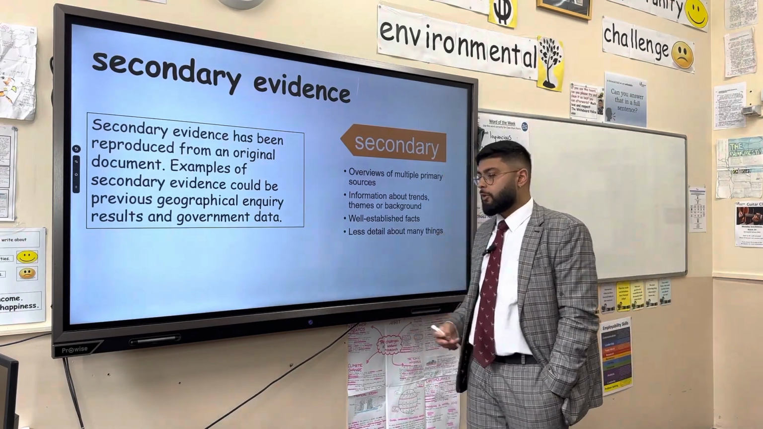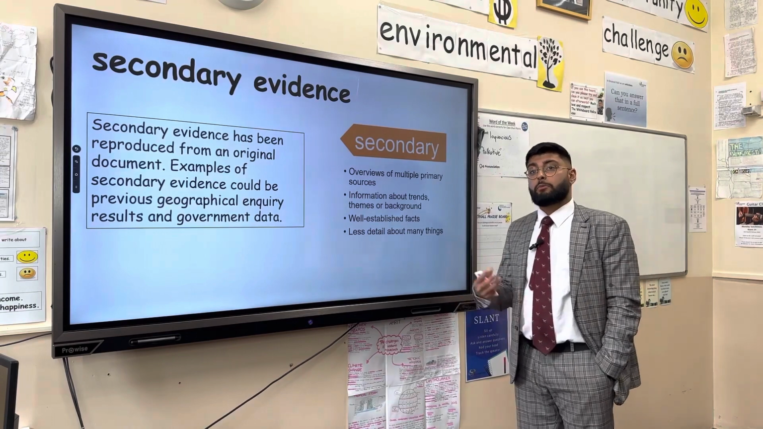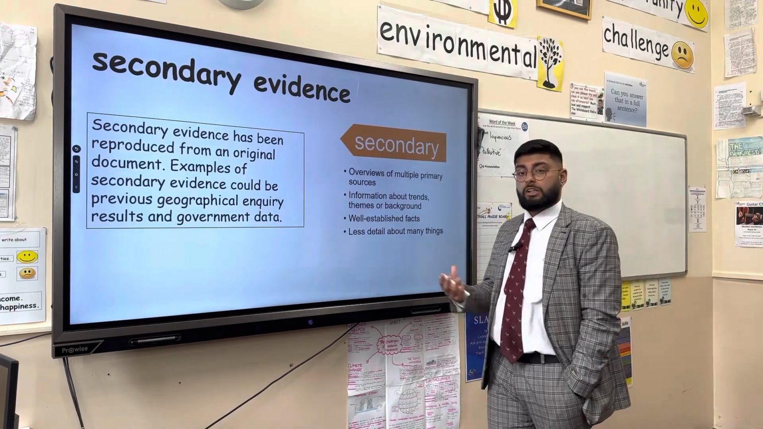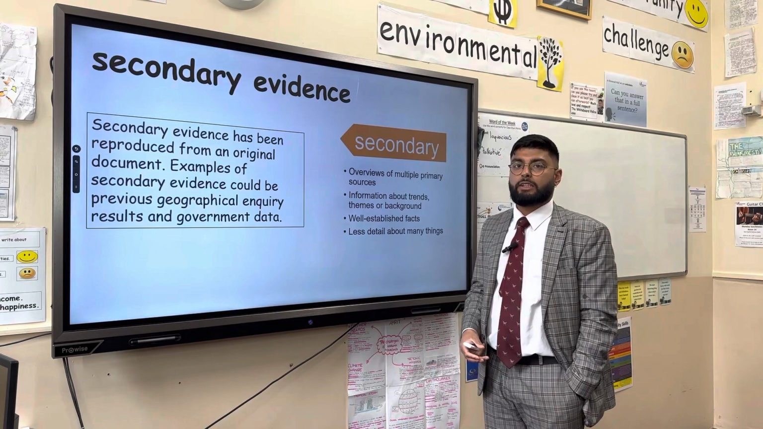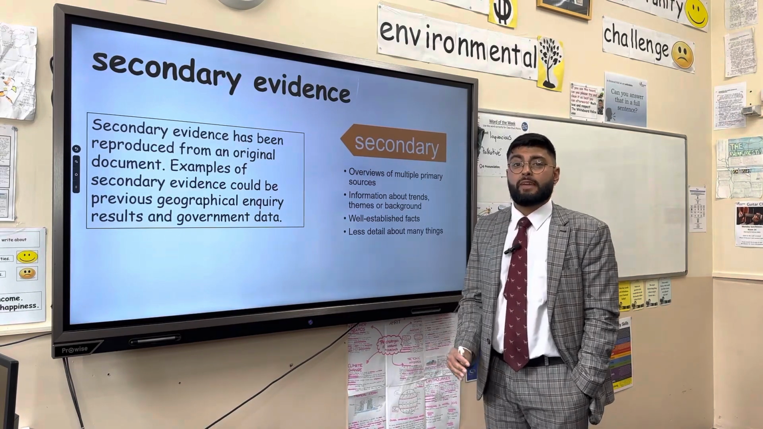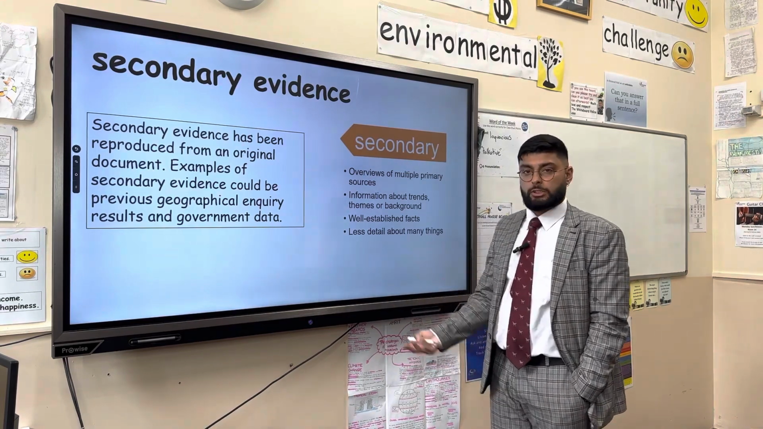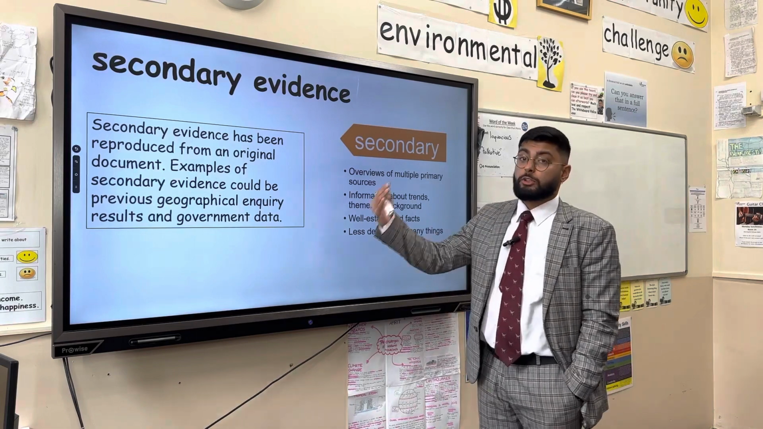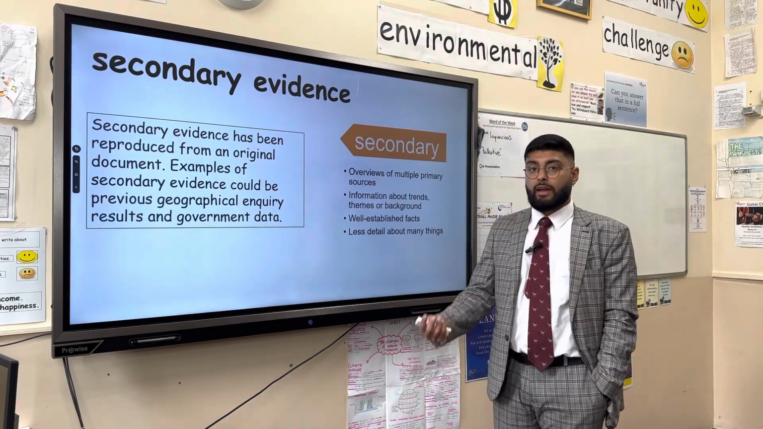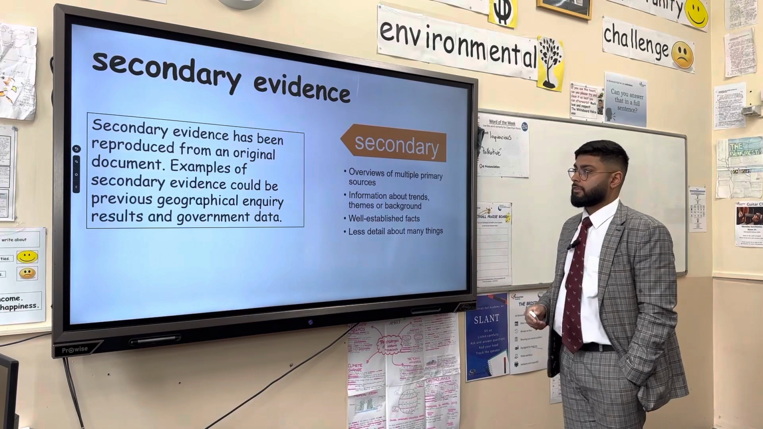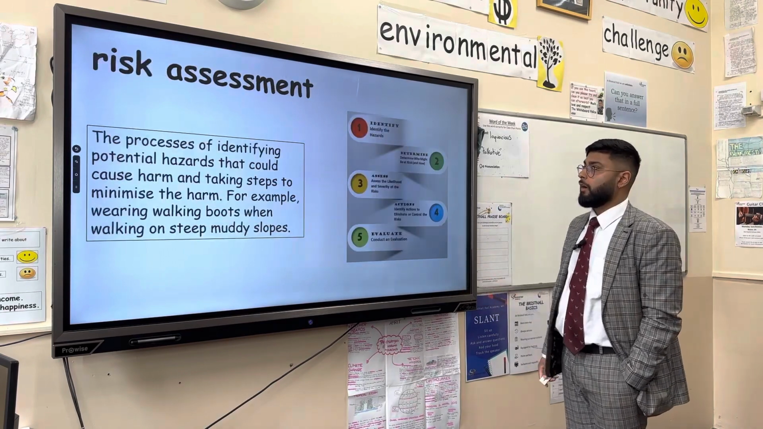So if we were to, for example, use photos from Google Maps to decide if the width of the river at Cardamel Valley changed, or to use data from the Environment Agency that was already produced on the document, and then reproduce that as part of our inquiry, that would be secondary evidence, basically collected by other people.